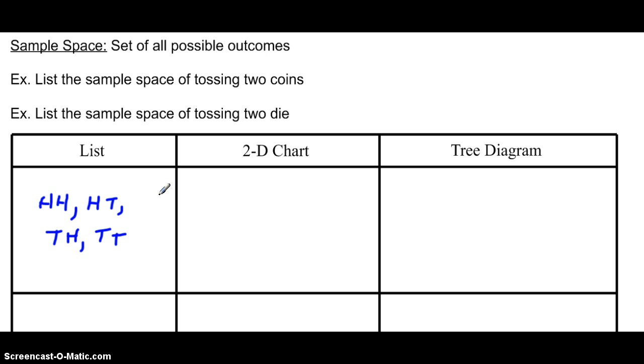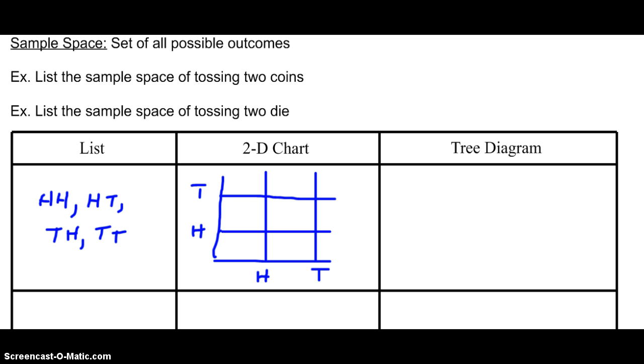The 2D chart you may not have seen before. And what that is is just a way to show all the possible outcomes. And you just list on one side the possible outcomes and on the other for the 2 items that you're thinking about. And then you would put dots on the options. So we know there could be heads, heads. We know there could be heads, tails. We know there could be tails, heads. And lastly, tails, tails. So that is another way to represent this, and it's called a 2D chart.